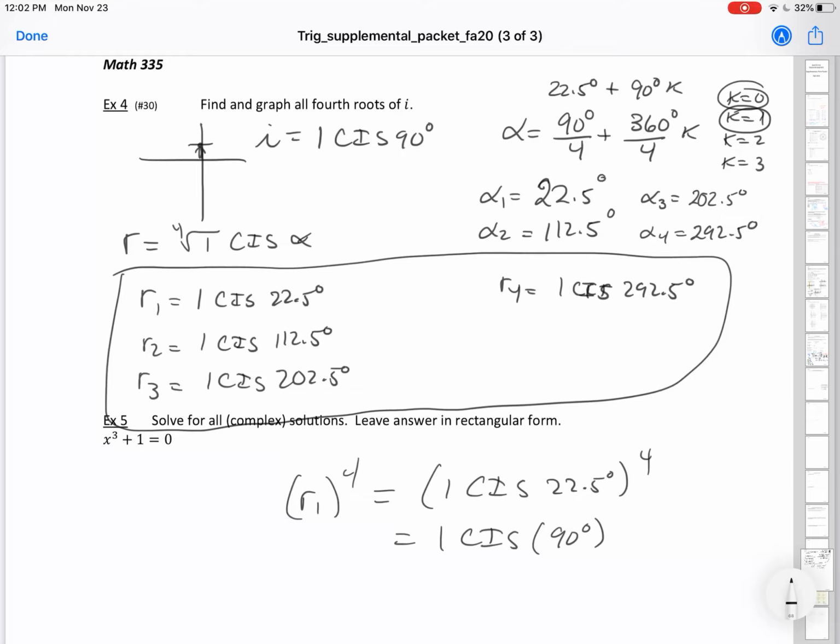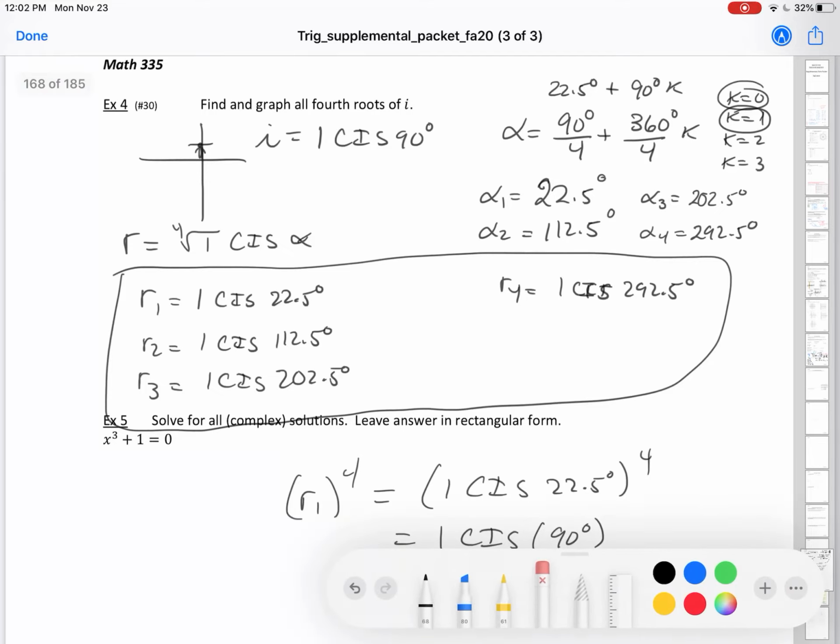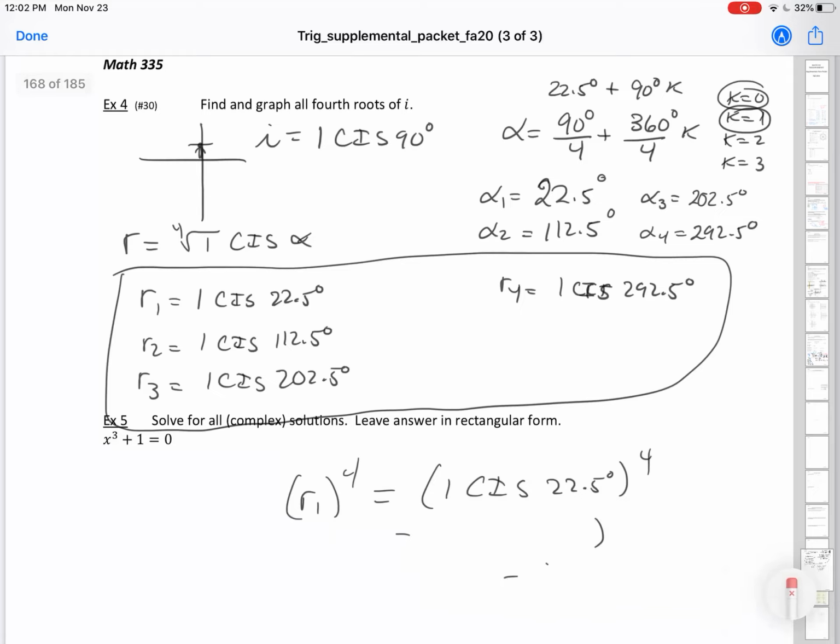And so what is 1 cis 90? Well, that's 1 times cosine of 90, which is 0, plus sine of 90, which is 1, times i. And look what we get. We get i. Each one of those is going to work out that way and give us i when we take it to the 4th power if we wanted to check ourselves out. So my point in showing that is that they work.